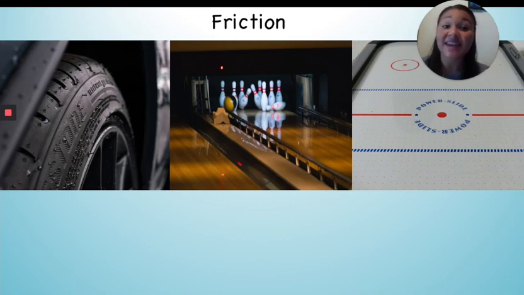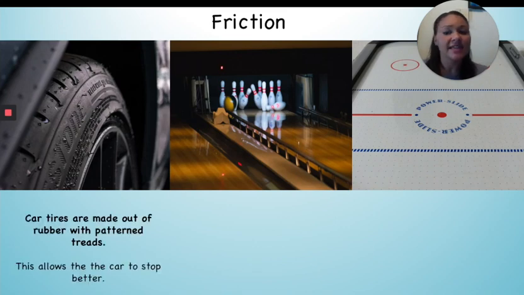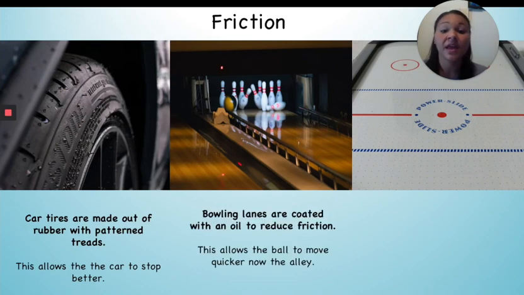Now, scientists have been studying patterns of motion and friction for a very long time. They have realized that friction can help us out in big ways. Take these tires, for instance. Car tires are made of rubber and patterned treads. They've done this so that the car will stop better. Bowling lanes are coated with oil to reduce friction. This allows the ball to move quicker down the alley.